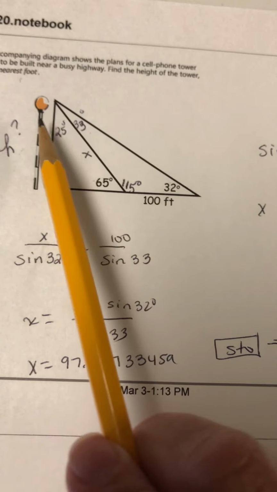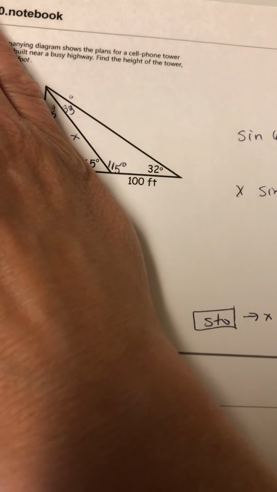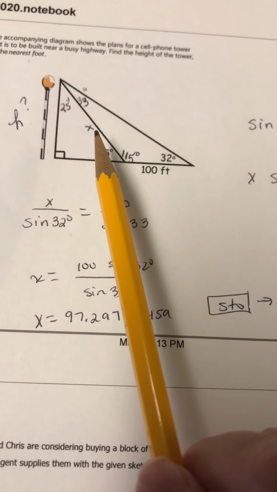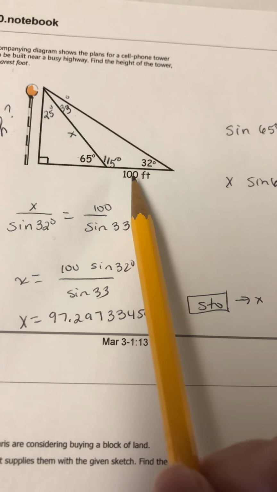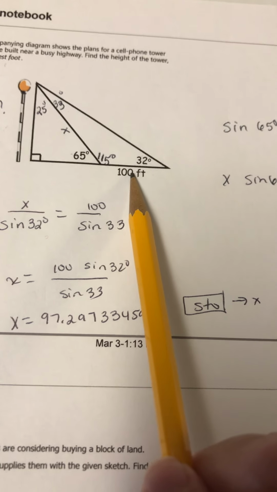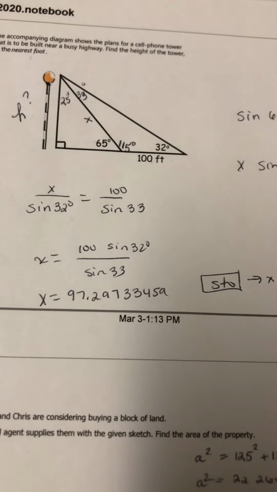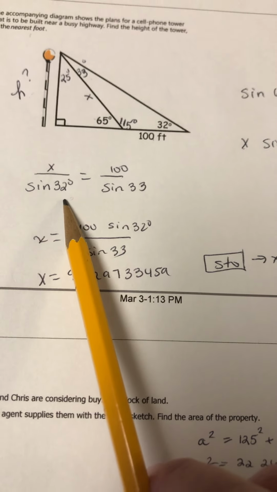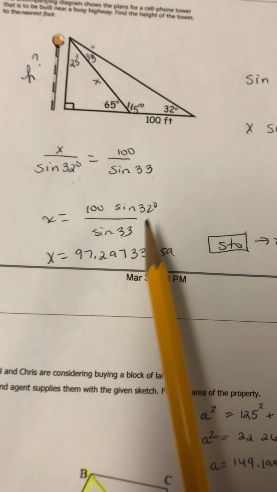So what I'm going to do, I'm going to ignore the right triangle for a moment, pretend it's not there, and I'm going to try to find that missing side. If I'm trying to find this missing side, I'm going to label it X. Its opposite angle is 32 degrees. I do have this 100-foot side here, which is opposite the angle 33. So I would use that in my law of sines. X over the sine of 32 equals 100 over the sine of 33, cross multiply.